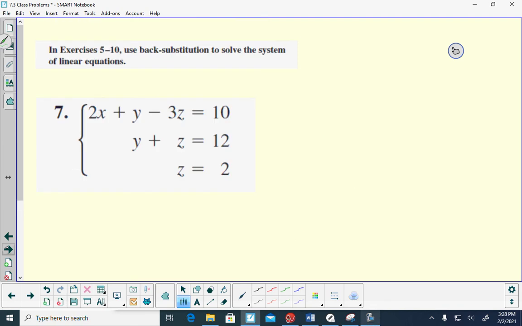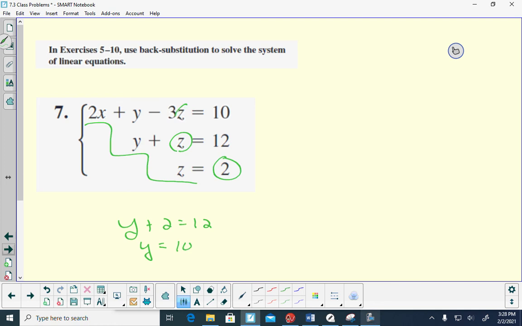Okay, the next one, it says use back substitution. So remember when I have these stair steps, this is in row echelon form. It is not in reduced row echelon form, but it is row echelon form, which means I can just simply go ahead and back substitute in. So I'm going to take this 2 and put it in for the z here and solve for y. So I'm going to have y plus 2 is equal to 12. Subtract 2 from both sides, and I get y is equal to 10.